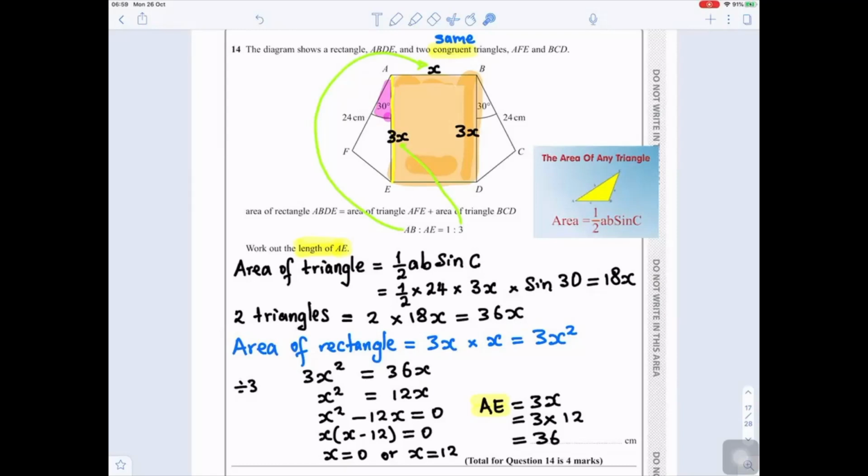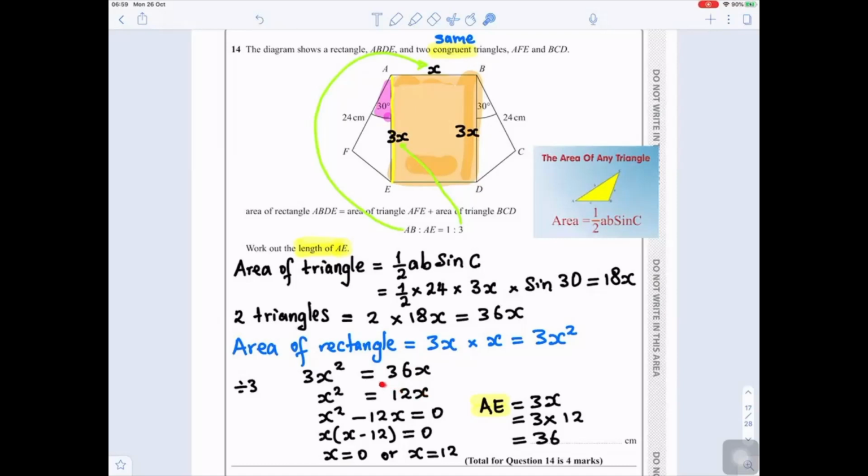Now we want to find the area of the rectangle in the middle, the brown color. The area is length times width. The length is 3x and the width is x. So 3x times x is 3x squared. Now we have 3x squared equals 36x. You divide by 3 on both sides, it becomes x squared equals 12x.